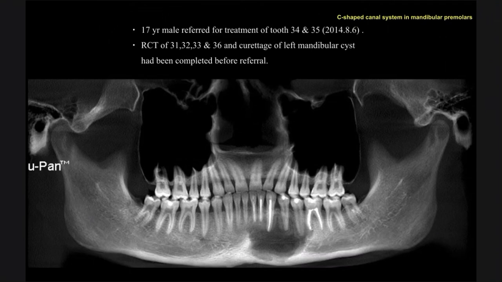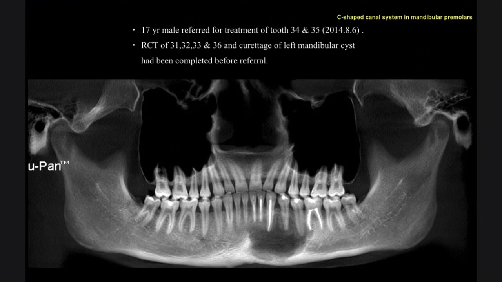And finally, I'll show one case done by myself. This case concerned a 13-year-old male patient who was referred to my clinic for the anatomic treatment of tooth 3-4 and tooth 3-5. Actually, root canal treatment of 3-1, 3-2, 3-3, and 3-6 had been done before the referral, and also the curettage of the left mandibular cyst had been completed before the referral.